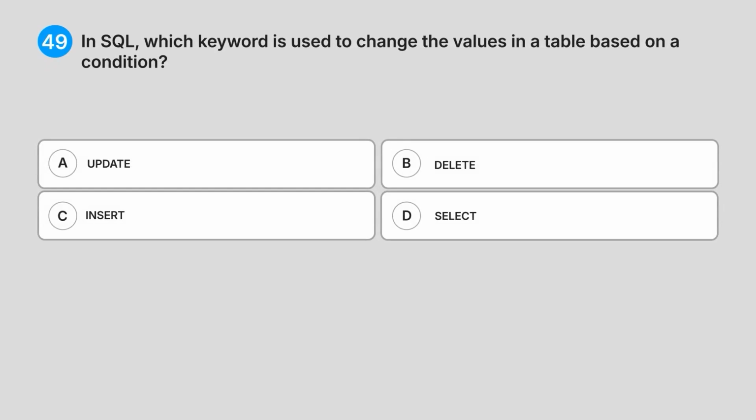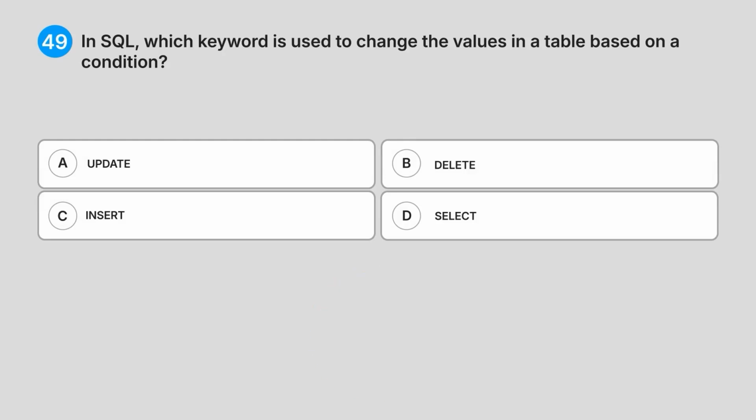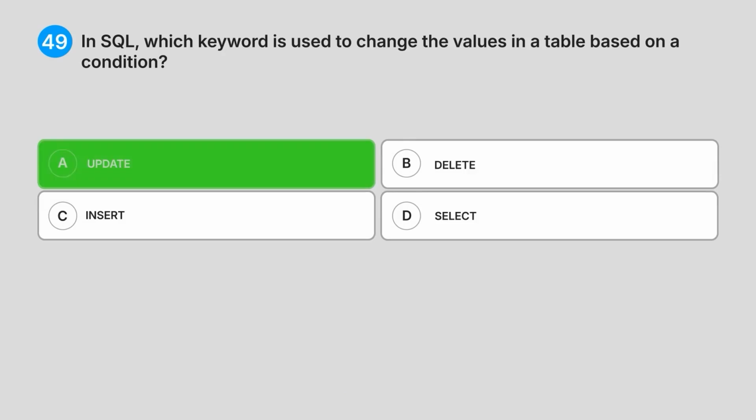49. In SQL, which keyword is used to change the values in a table based on a condition? A. Update. B. Delete. C. Insert. D. Select. Can you guess the answer? Correct answer, A. Update.